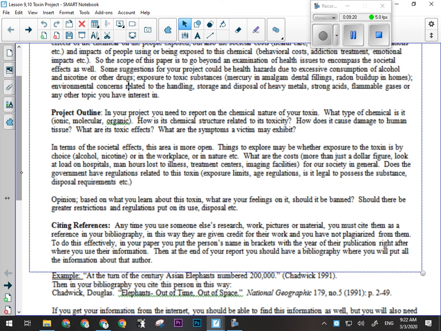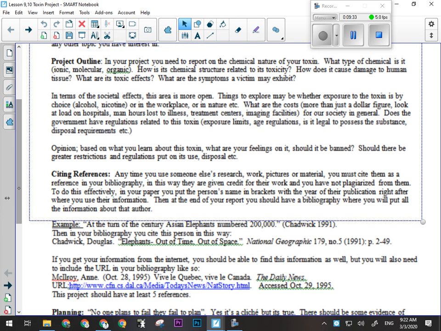Are there disposal requirements? Again, that waste bucket that you guys were using yesterday, every year we have to make sure that that stuff gets taken to like the Swan Hills disposal facility and properly disposed of. All right, and then lastly, an opinion. Based on what you learn about this toxin, what are your feelings on it? Should it be banned? Should there be greater restrictions and regulations put on its use, disposal, etc.?